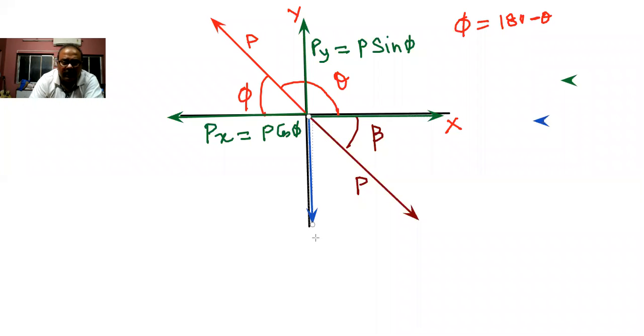So obviously I can again write it as, if this is beta, so this will be p cos beta and this will be p sin beta. So the component along x-axis, p cos beta in this case is positive, and the component along y-axis, p sin beta, is actually negative. So this is actually the concept of resolving vectors into components.